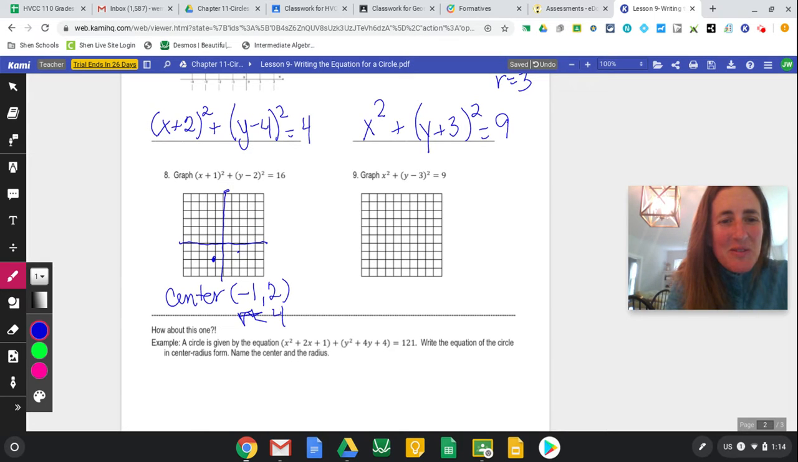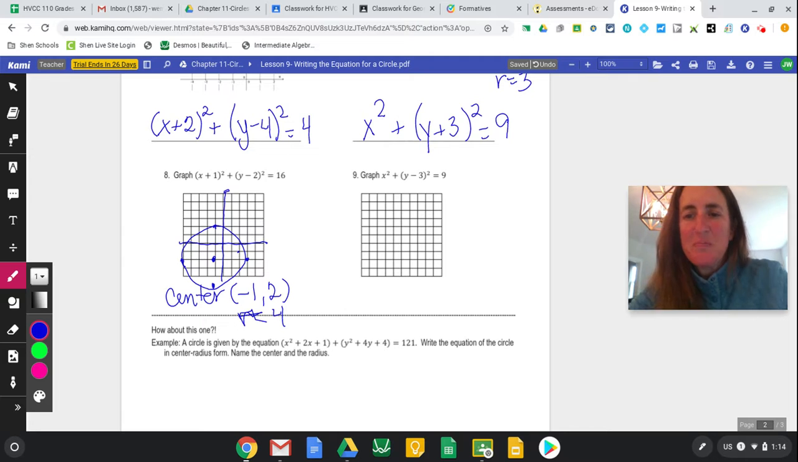1, 2, 3, 4, and then up 4. Look at Mrs. Warner. I made this graph and it doesn't even fit. 1, 2, 3, 4. I'm getting tired. It's the end of the year. Okay, so here we go. There it is. That's our circle.